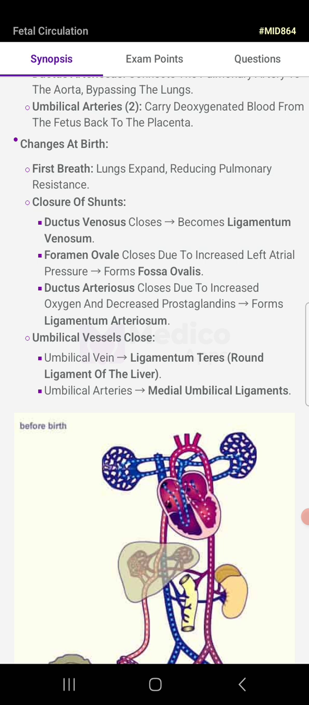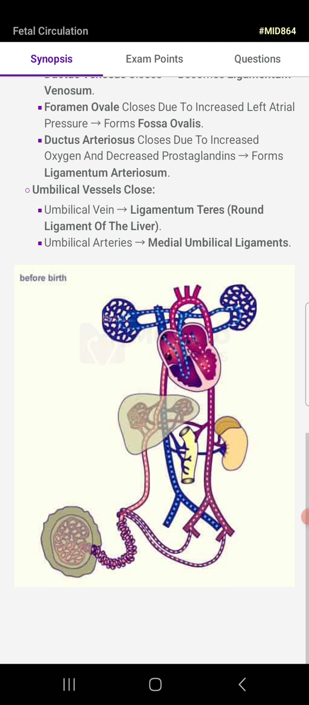Umbilical vessels close. Umbilical vein becomes the ligamentum teres, the round ligament of the liver. Umbilical arteries become the medial umbilical ligaments.